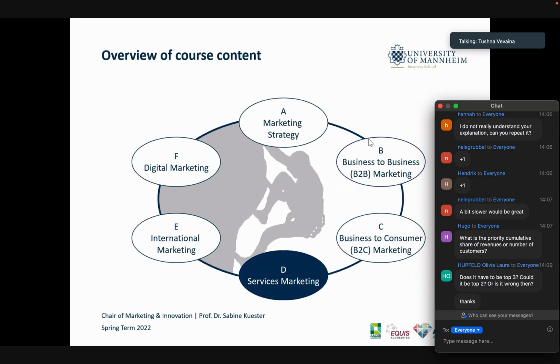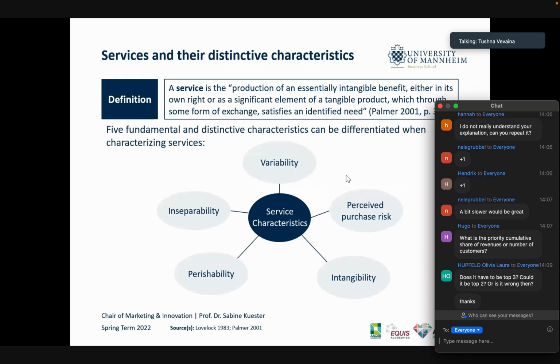Then if we don't have questions for this part, I would move on to services marketing. Services marketing is one of my favorite parts of marketing, because nowadays services form a huge part of your industry, the service industry. And marketing for services is characterized differently from marketing for normal products or goods that are very tangible. We have 5 main features through which we classify something as a service.